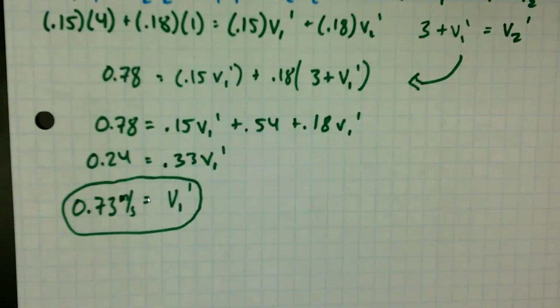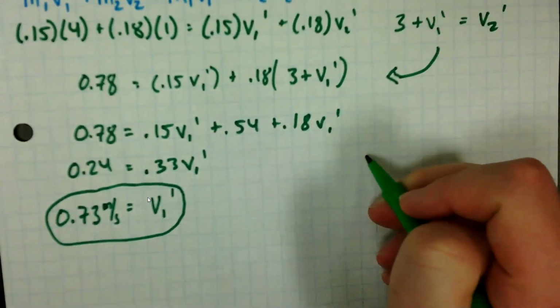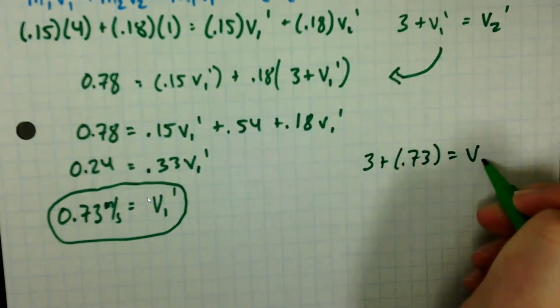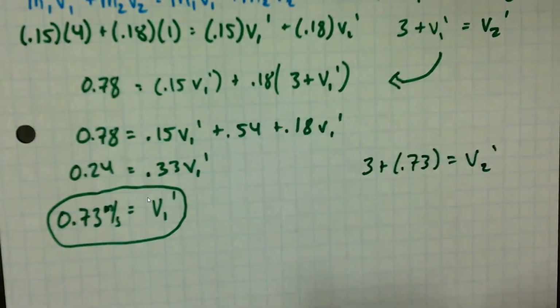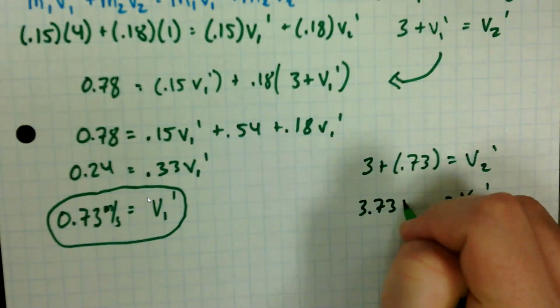Now, I want to know both velocities. How am I going to find V2 prime? Now I can go back here. So now I can go 3 plus 0.73 has to equal V2 prime, right? I'm just plugging back into this equation. So I get V2 prime is equal to 3.73 meters per second.